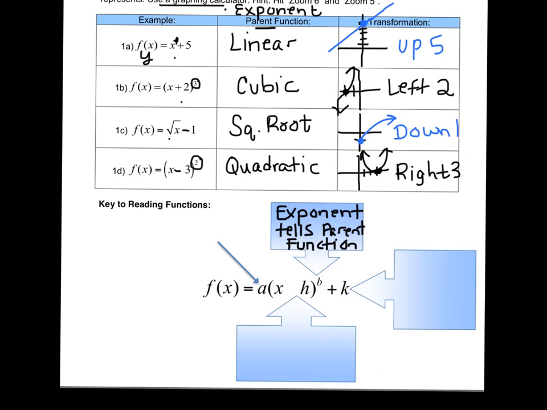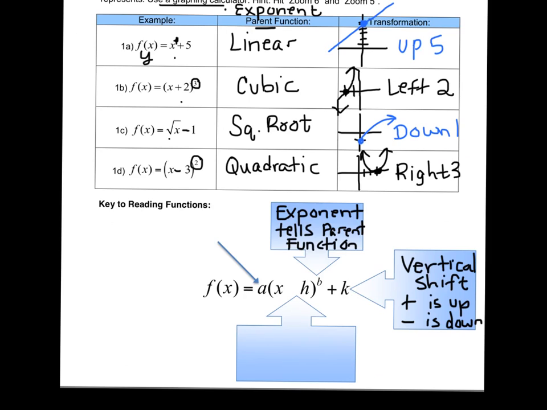Then you'll just have to figure out where it is. Well, if you look at this number right here, this plus k, that's going to tell you if you have a vertical shift. If you see a plus sign, it will be shifted up. If you have a minus sign, it will be shifted down, just like what we talked about yesterday. Notice how this is on the outside of any parentheses that may exist.